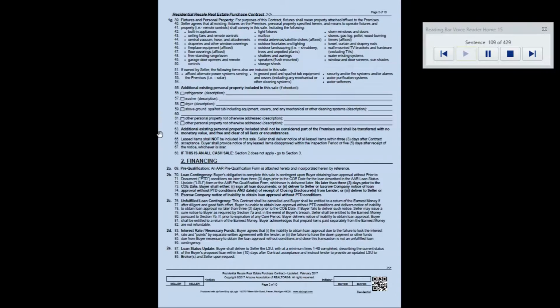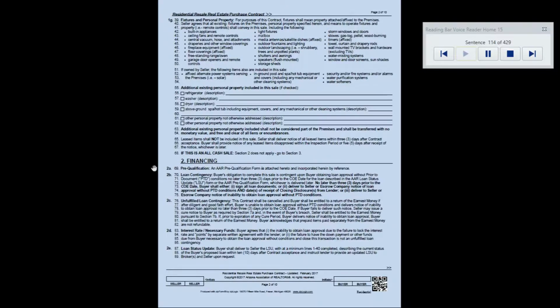Additional existing personal property included shall not be considered part of the premises and shall be transferred with no monetary value, and free and clear of all liens or encumbrances. Leased items shall not be included in this sale. Seller shall deliver notice of all leased items within 3 days after contract acceptance. Buyer shall provide notice of any leased items disapproved within the inspection period or 5 days after receipt of the notice, whichever is later. If this is an all-cash sale, Section 2 does not apply. Go to Section 3.